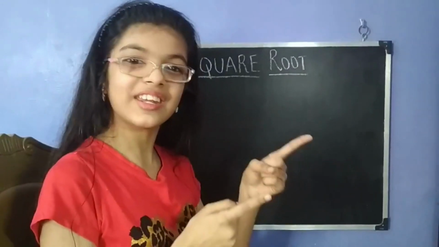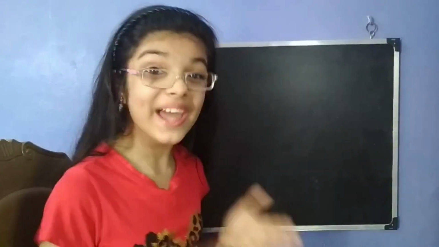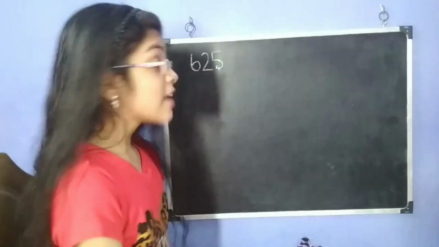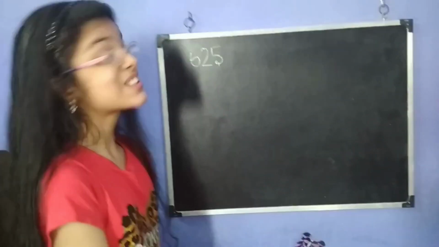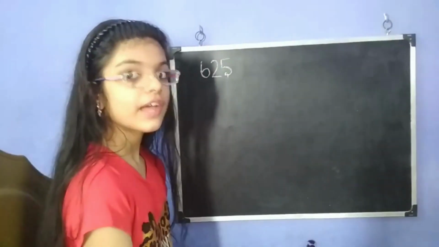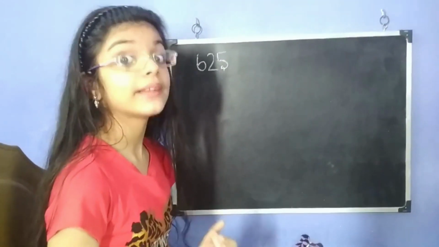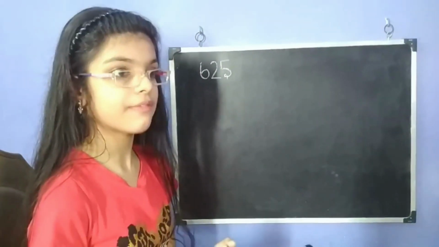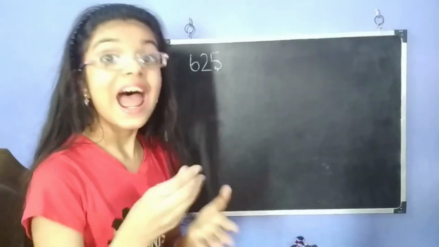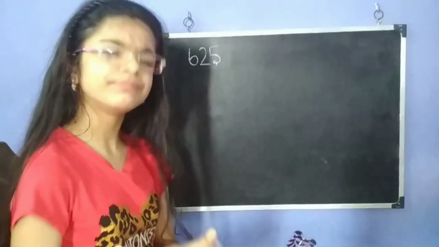Along with the video. There are many ways to find the square root of a number, but the method we're going to do today is the prime factorization method. So the first number we're going to be finding the square root of is 625. Now, I mentioned that we're doing the prime factorization method.